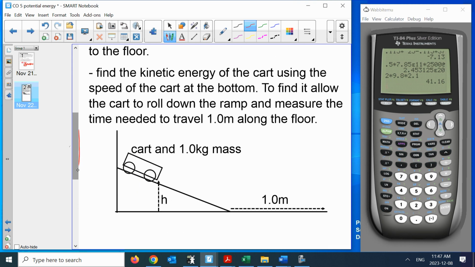Find the kinetic energy of the cart using the speed of the cart at the bottom. So we're going to have to allow the cart to roll down the ramp and then measure the time needed to travel 1 meter along the floor. You guys follow what we're saying? It's going to be an average. It does slow down. We're going to use this cart here. It's a very simple calculation.